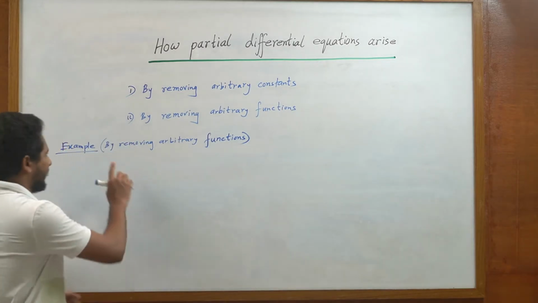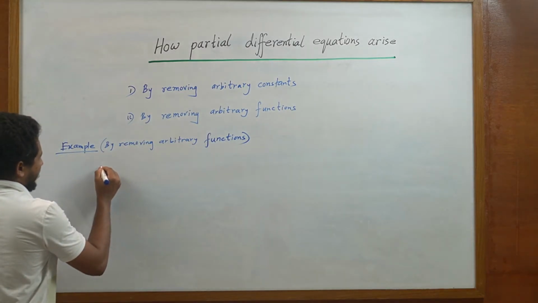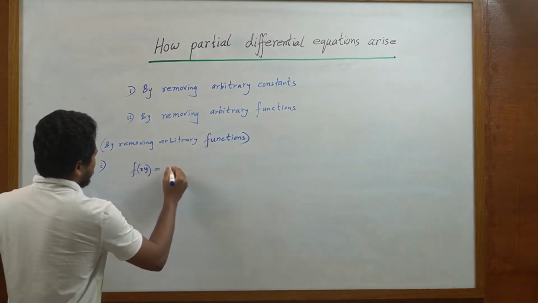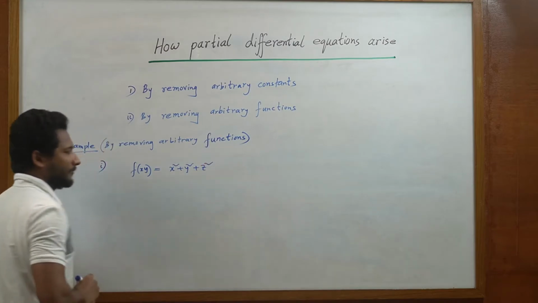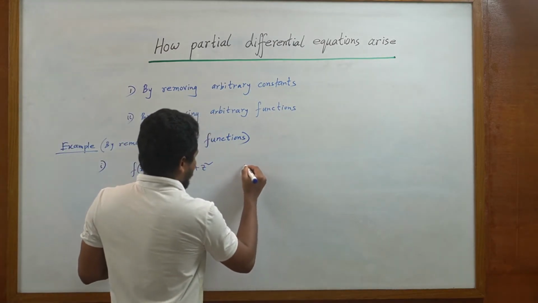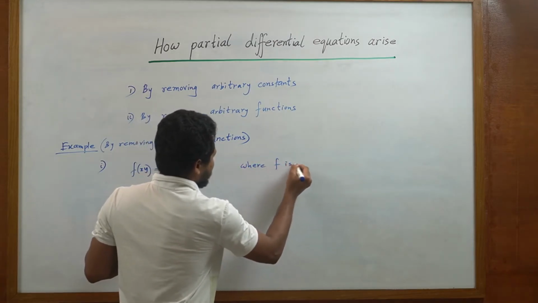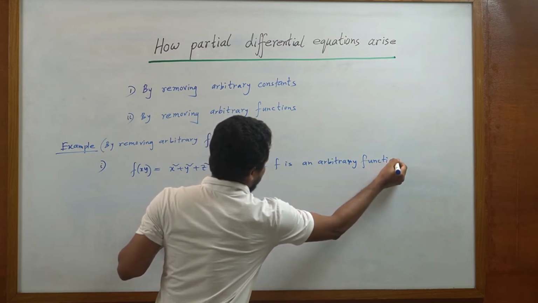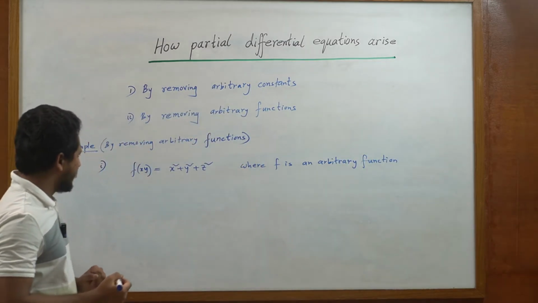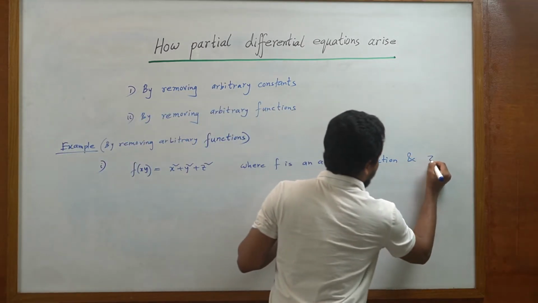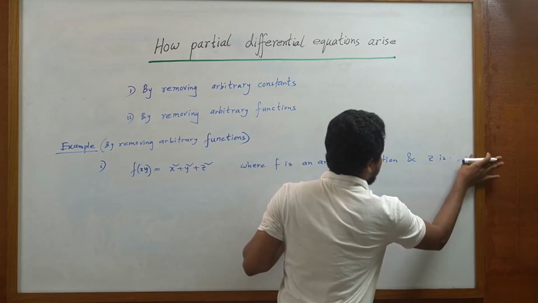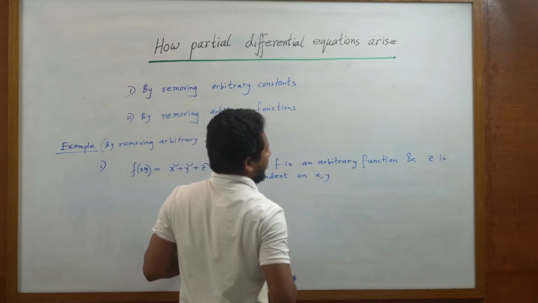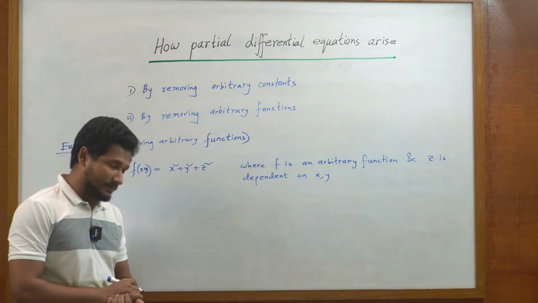Now we will go to the example of removing arbitrary functions. Let's take f of xy equals x square plus y square plus z square, where f is an arbitrary function, and z is the dependent variable. z is dependent on x and y, and x and y are independent variables.